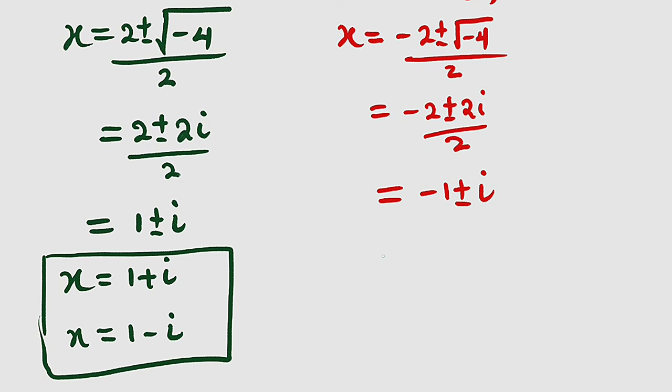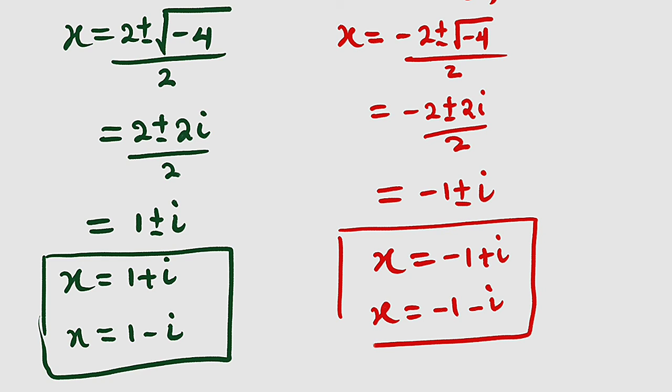So we can split the two solutions. x could be equal to negative 1 plus i, or x equal to negative 1 minus i. So far we have 4 solutions: 1, 2, 3, 4. And this is all I have for you today.